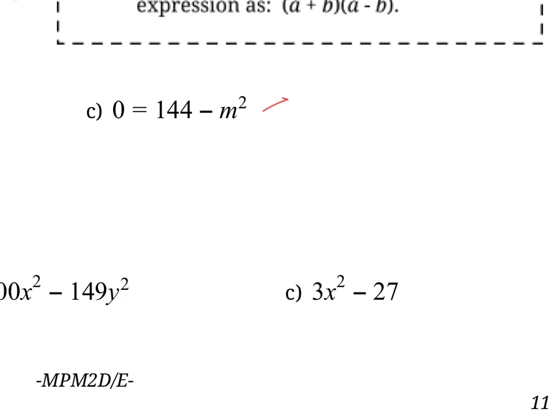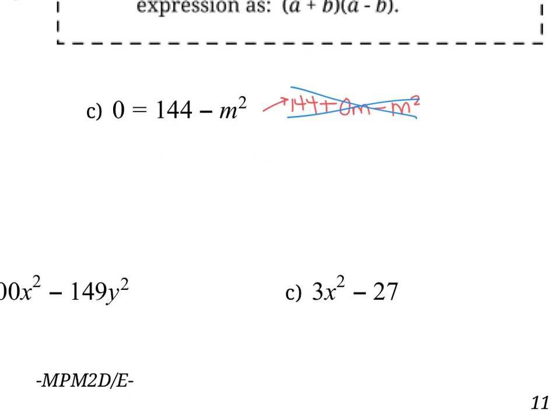We could write it out like 144 plus 0m minus m squared, and rearrange this so that the m squared is first, and we factor in a -1 and use sum and product or decomposition. But there's a much faster way, because this is a special case where we have two squared terms and subtraction in between them, which means that this is a difference of squares. So our shortcut is just to take the square root of both of these and write two conjugate binomials.